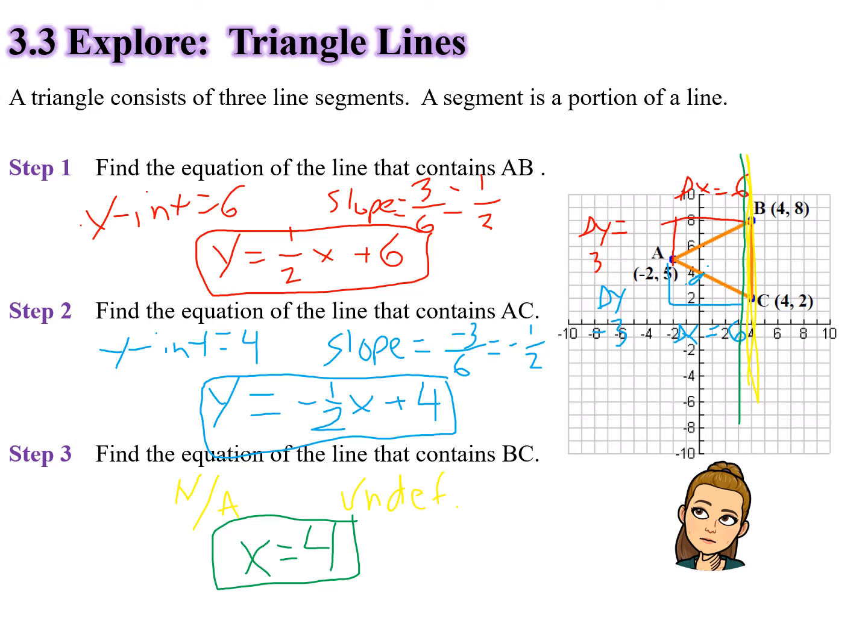Those 3 line segments are built from the 3 lines given. Remember our definitions here. A line extends to infinity in both directions. A line segment has ends. It has points where it starts and where it stops.